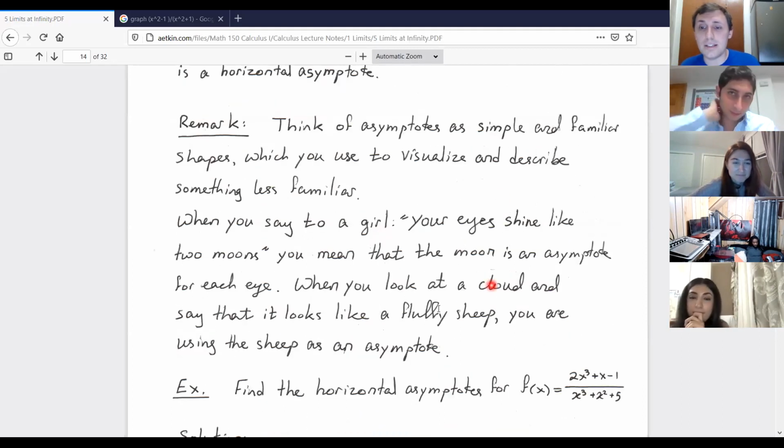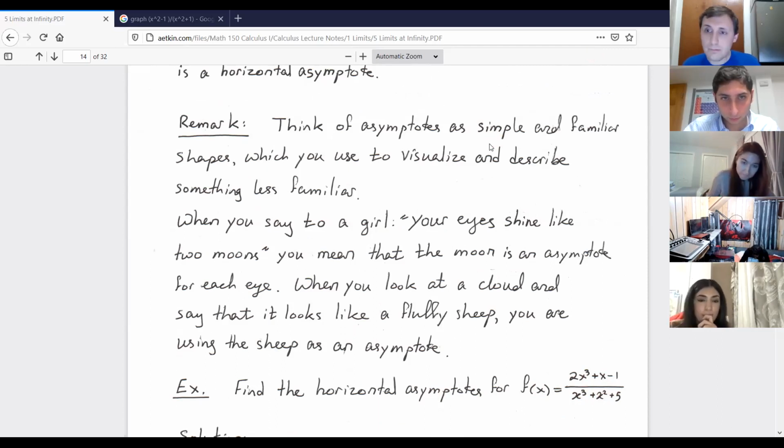I can tell you many stories about students and where they live and how close to me. So here is the next question. Find horizontal asymptotes for the function f of x equal to 2x cubed plus x minus 1 over x cubed plus x squared plus 5. Go ahead, calculate. Go ahead, calculate, guys.